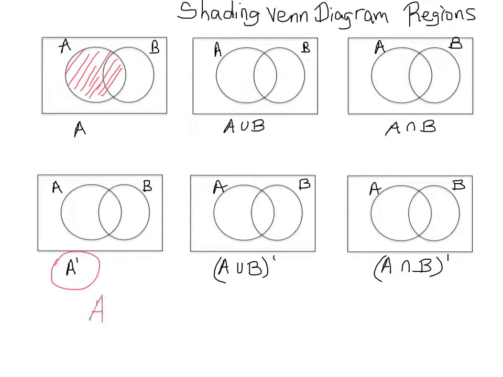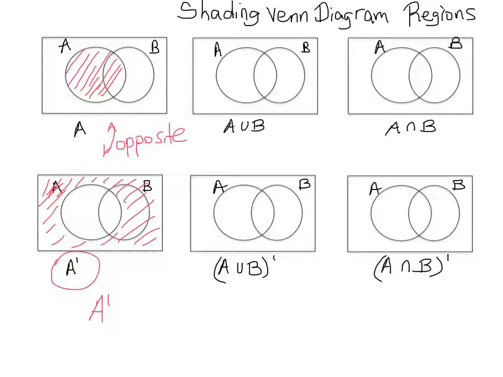It's called a complement. And what a complement is the opposite of A. So when you look in both of these, you'll have the opposite. So a complement is going to look like everything outside of A.